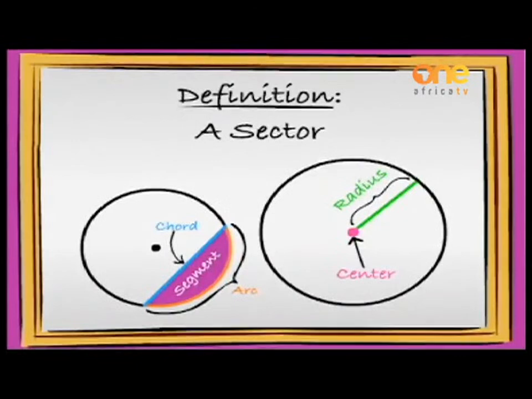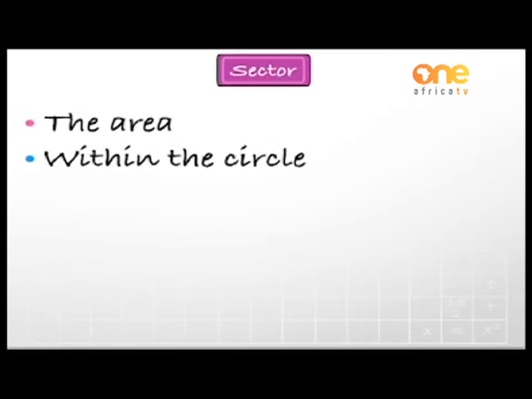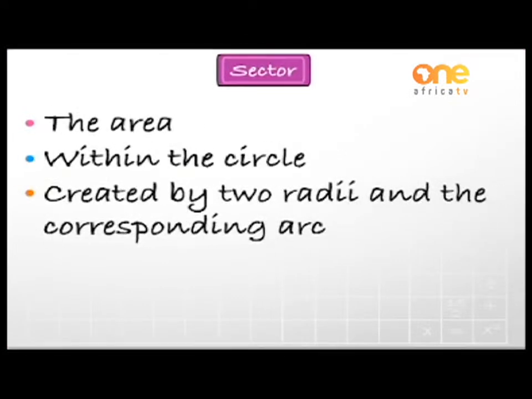Let's now look at what a sector of a circle is. A sector is the area within the circle that is created by 2 radii and the corresponding arc that is formed by those radii.